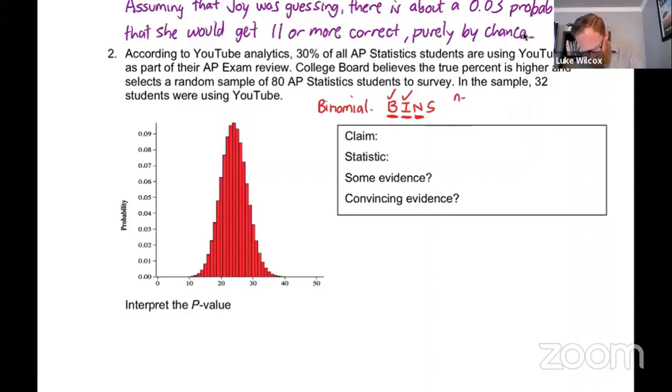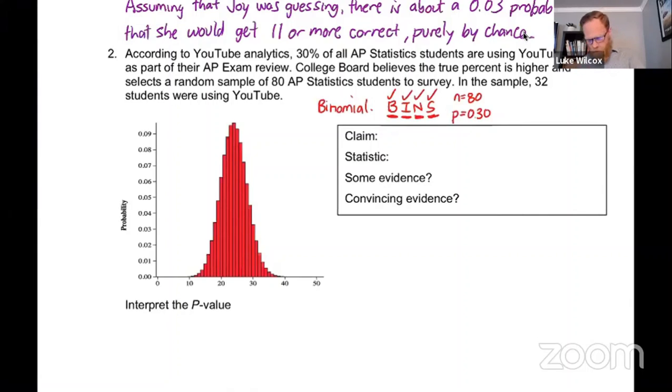N says that there is a fixed number of trials. Well, sure, there's a fixed number of trials. The sample size is 80. And then S, we need the same probability of success for each trial. If we assume that the YouTube analytics are correct, then the probability of success for each trial would be 0.30. And so all four conditions are satisfied, and we know we have a binomial distribution.